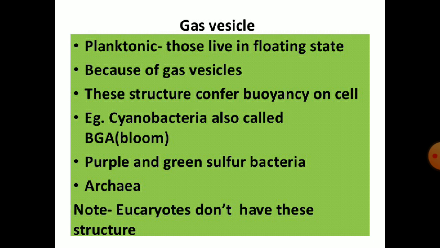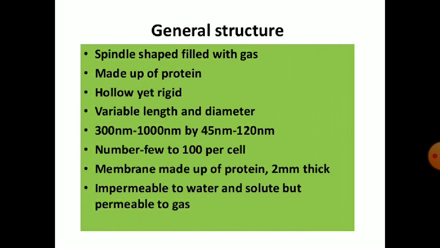These structures provide buoyancy to the cell. Examples: cyanobacteria, also called blue-green algae, which form blooms; purple and green sulfur bacteria; and archaebacteria. Note that eukaryotes don't have this structure, the gas vesicle.